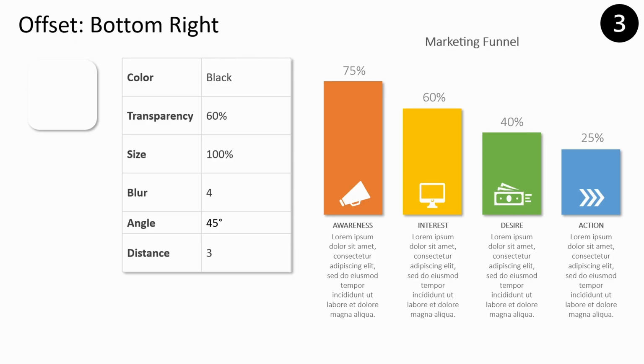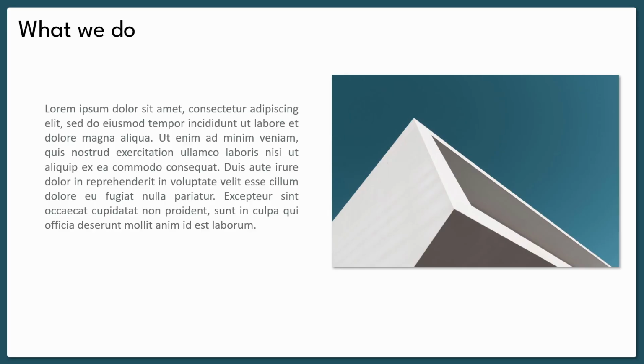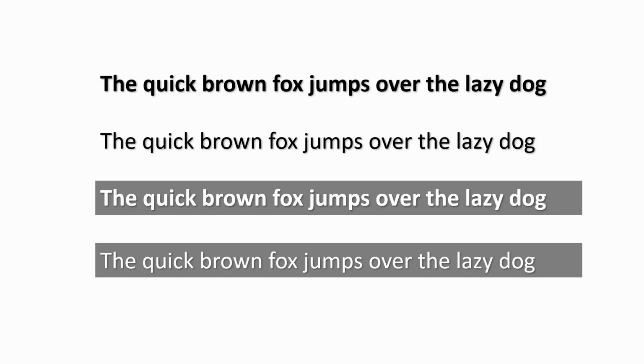The third one is with the offset bottom right as well. The shadow is a little strong here. That's because the blur factor is lower and the color of the shadow is black. This is how it looks with the icons. This one is with an image and we have the text here.